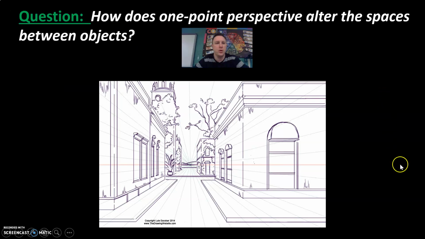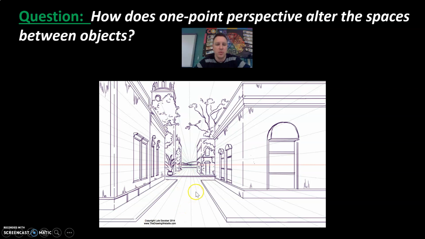So moving forward, your question is, how does one-point perspective alter the spaces between your objects? The best way to show that before I give you the answer is that linear perspective forces the buildings to get smaller and smaller as they go back. For the same reason, the spaces get shorter in between, and that can be seen in a couple different areas of this picture, where the distance between these two buildings and these two buildings is technically the same, but in the perspective, the distance is actually getting squished together. It's getting shorter between the lines, and the distance is getting further out as they get closer to the viewer.